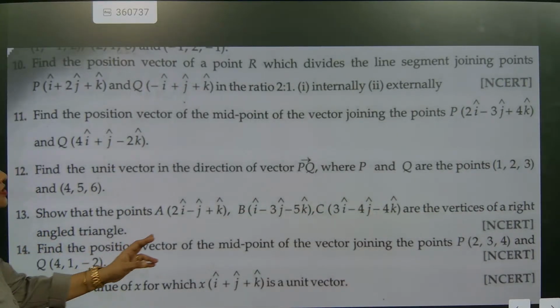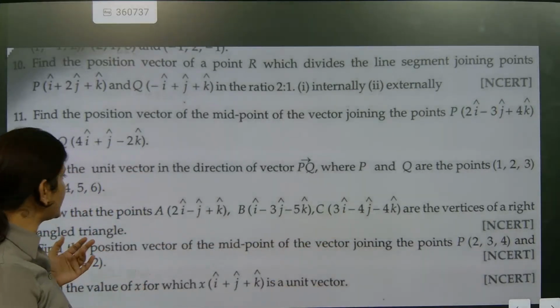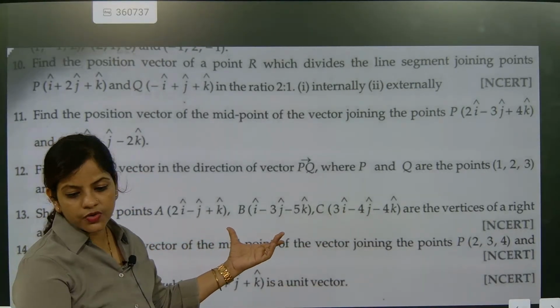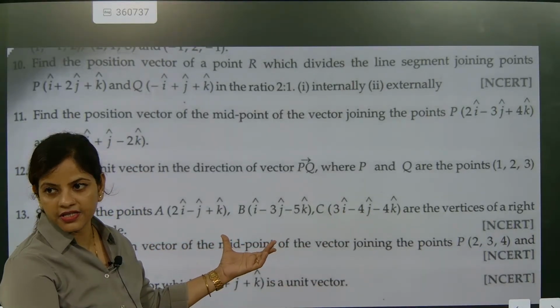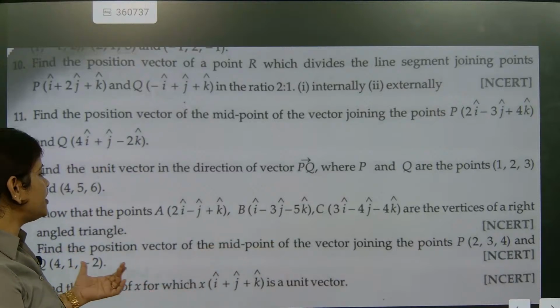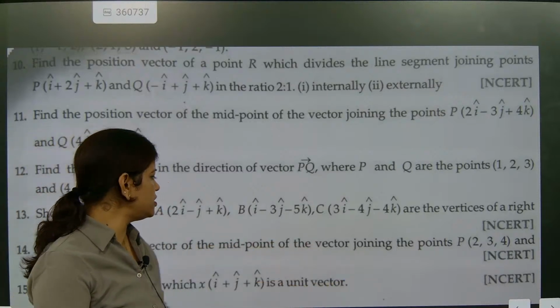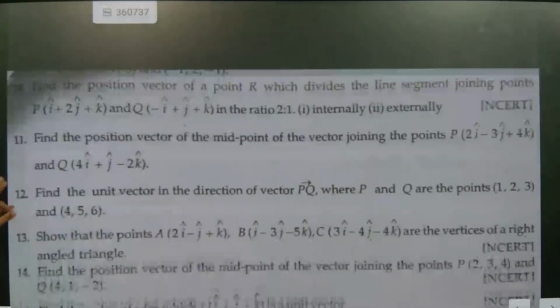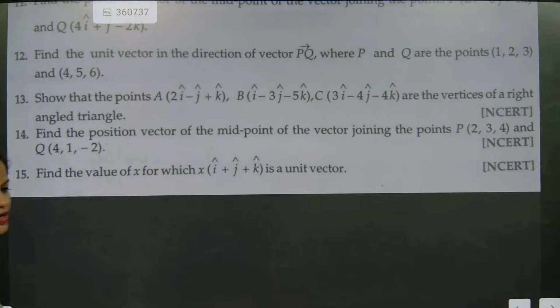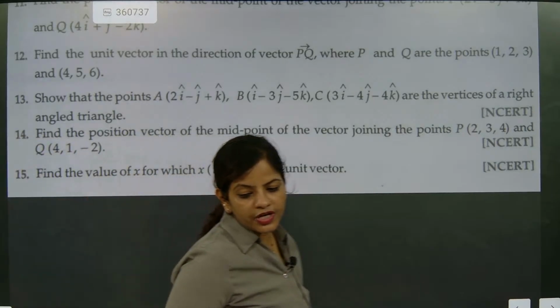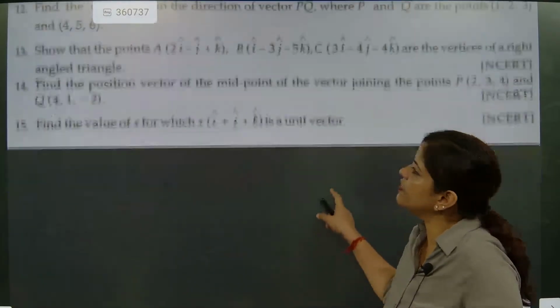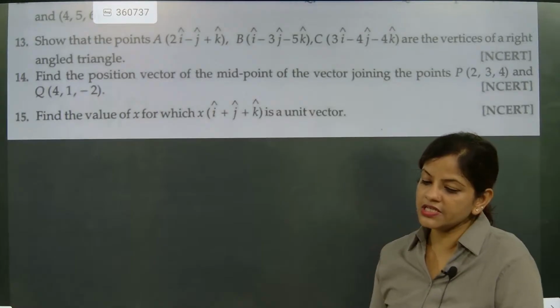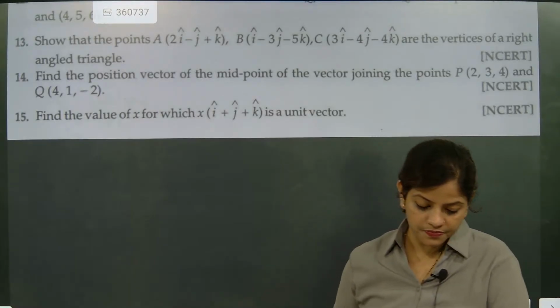Show that these points are the vertices of a right angle triangle. We already solved this question. Will you be able to solve it? Yes. The next question is: find the position vector of the midpoint joining this and this. So definitely we will solve question number 14. Try questions number 14 and 15. Is 14 easy or tough? Check this one out.